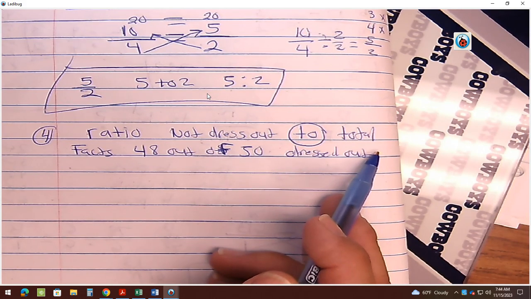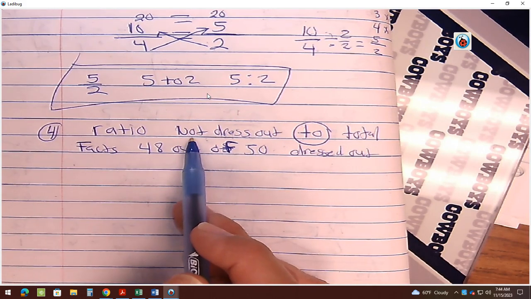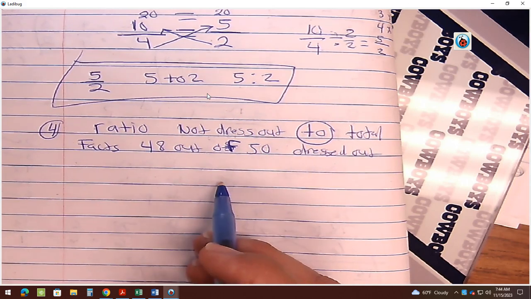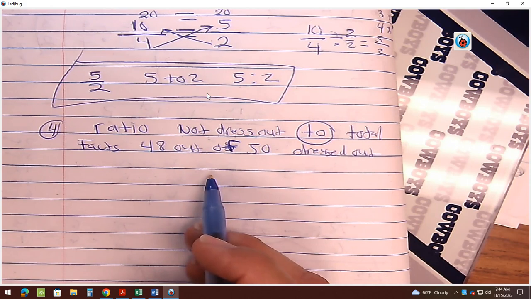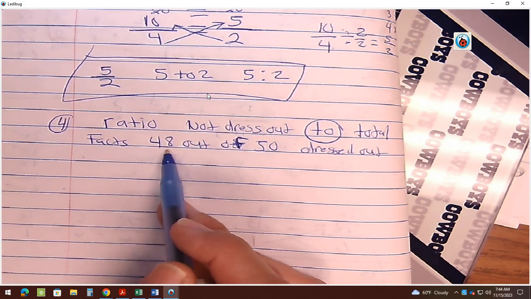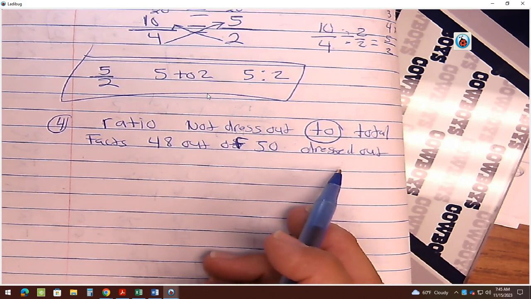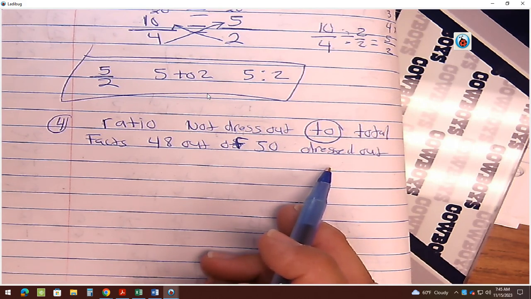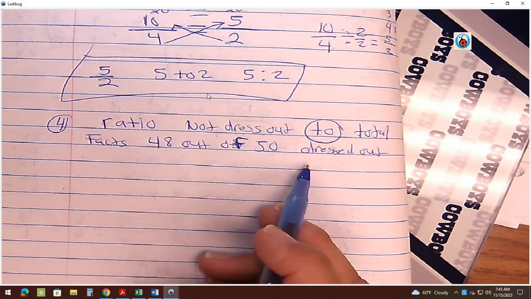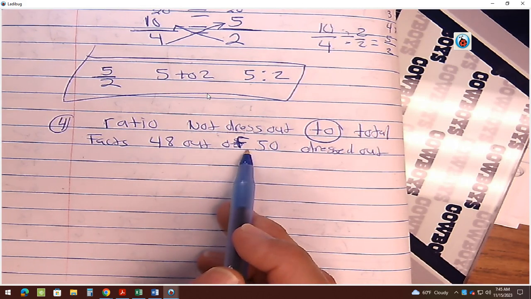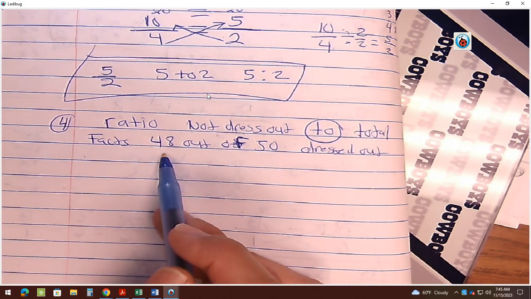Yes? So let's begin. Do we have the ones that are not dressed out? No. How much are the ones that are not dressed out? Do we have it? No. Because this 48 out of 50 dressed out. So how do I find out the ones that did not dress out? Subtract. Good. What do I subtract? 50 minus 48 is 2.